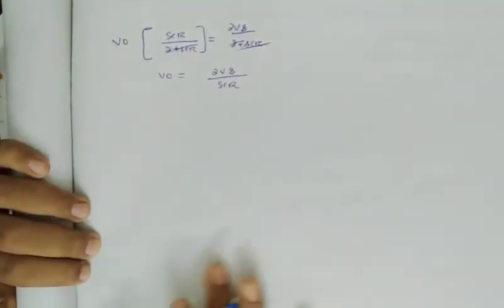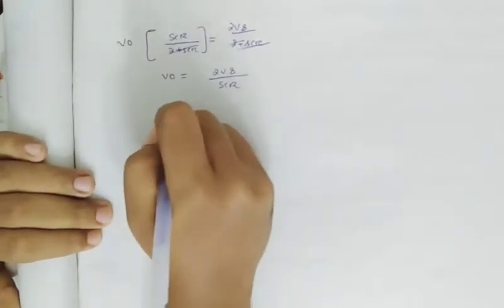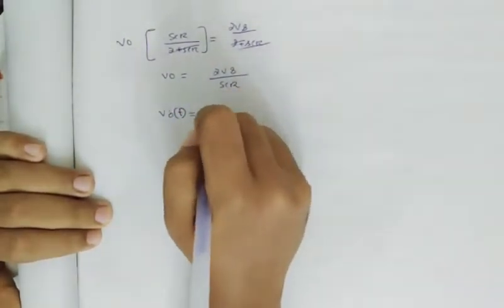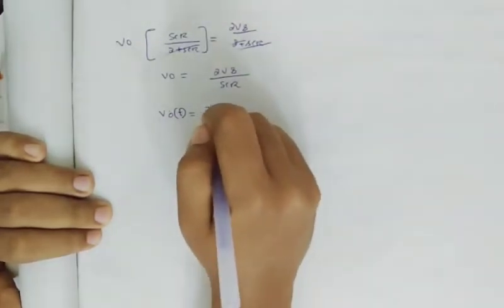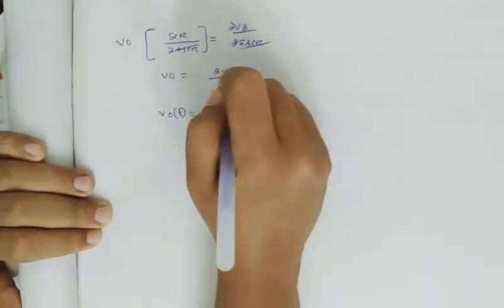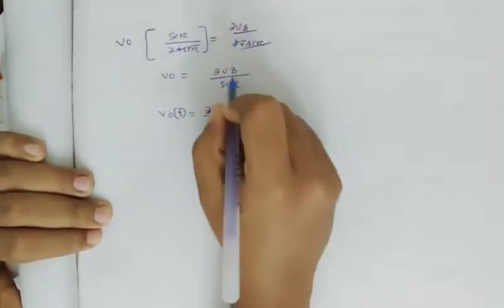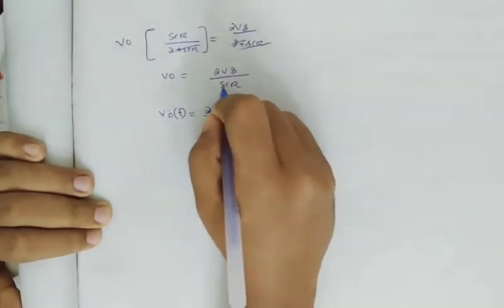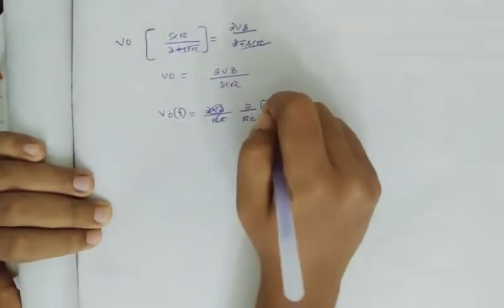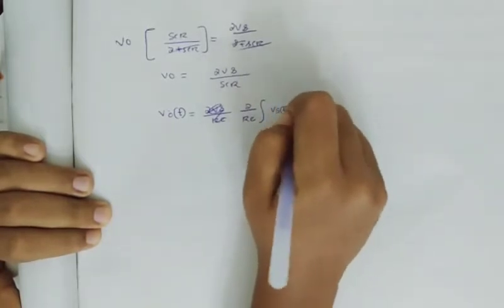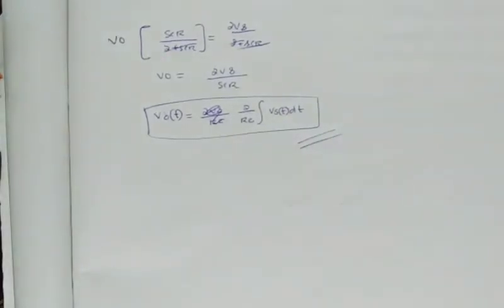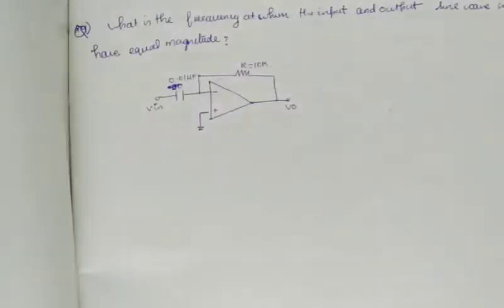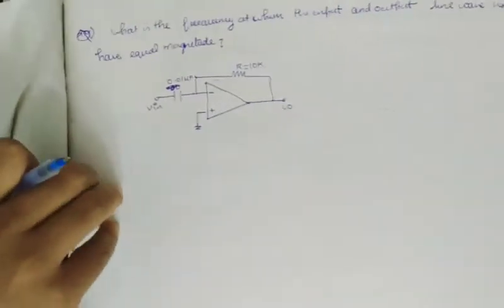And now I will take the inverse Laplace transform. We will get V0 of t equal to 2 divided by RC, the constant, which I will take outside. 2 divided by RC is a constant, and the inverse of 1 by S is integration, right? So the integral of Vs of t dt. So this is our required answer, where V0 of t is the integration of the input Vs of t. Now let's do the next question.